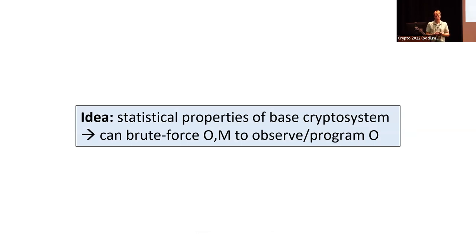I won't go into the proofs here, but the idea is that we're using the statistical properties of the base system to basically allow us to brute force the oracles O and M. In the lossy encryption case, we switch to a lossy mode and now security is statistical. And now we can use our unbounded computational power in the statistical setting to just query M and O on all of their inputs. And this allows us to do the reprogramming and observing we need to prove security.